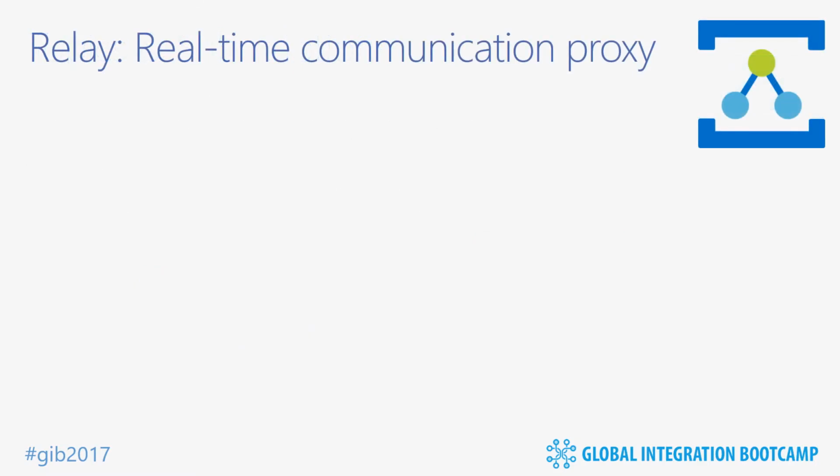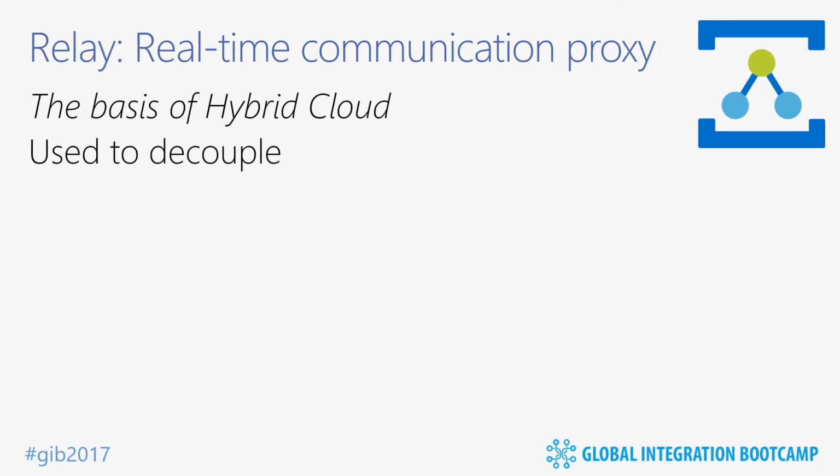The other feature in Service Bus is the relay. So the relay is meant to solve this problem of getting across network boundaries. And it's the basis of the hybrid cloud. The on-premises data gateway is actually built on top of Service Bus relays.